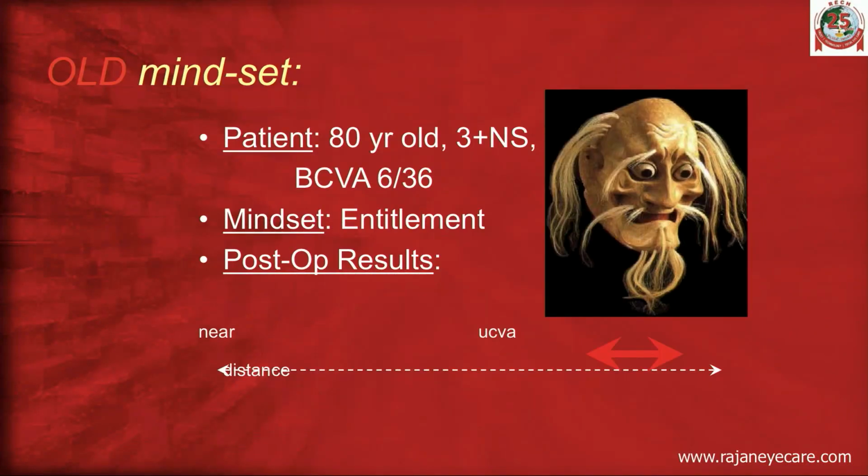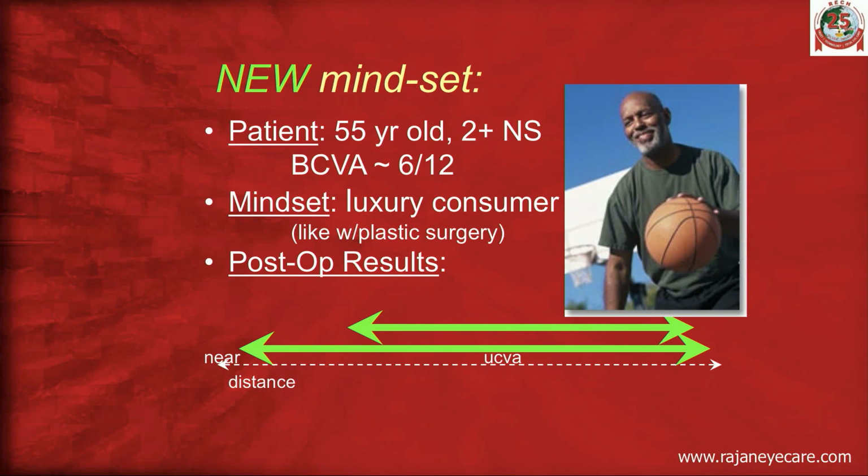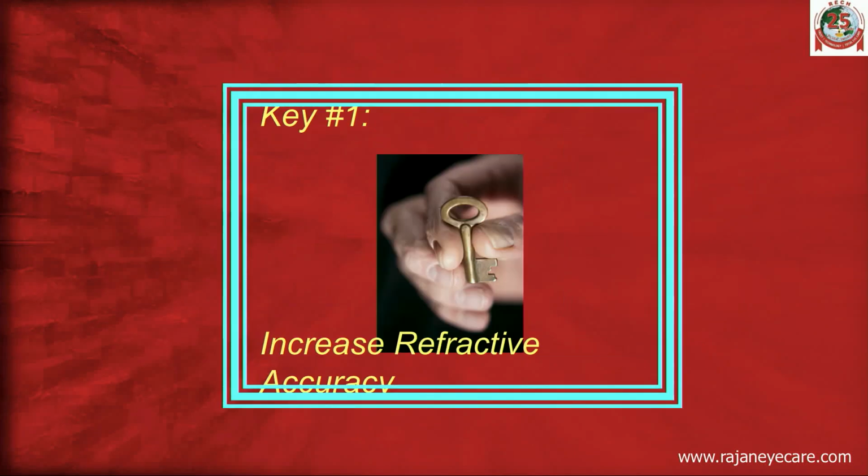We used to have 80-year-old patients with a dense nucleus, mature cataracts, and whatever you give, at the end of the day, they'll fall at your feet. But now you have younger patients coming with 2+, 6/9, 6/6 vision. It's like a luxury patient, like a consumer of plastic surgery. Post-operative results, you need to give them good vision for distance, intermediate, as well as near.